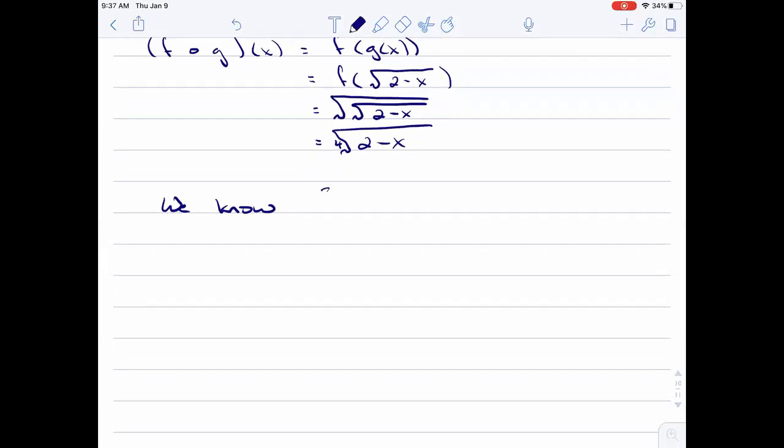And so we know, should we get fancy here? May as well. X, and whenever it's understood, if we just say X, X is in the set of real numbers. And so X is in the set of real numbers such that 2 minus X is greater than or equal to 0.